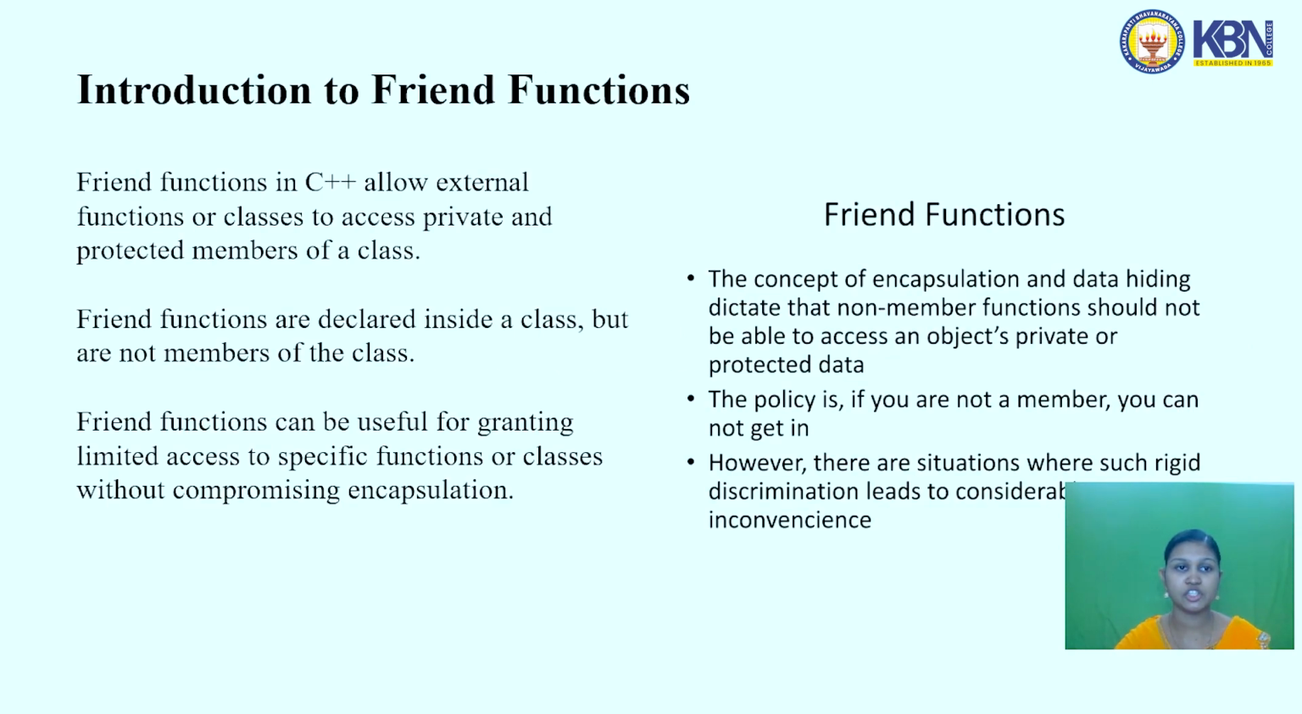What are friend functions in C++? A friend function allows access to private and protected members of a class. These functions are declared inside a class, but are not members of the class. What is this function useful for? You can give limited access to particular specific functions or classes without compromising encapsulation. These friend functions should be declared inside the class, not outside the class.